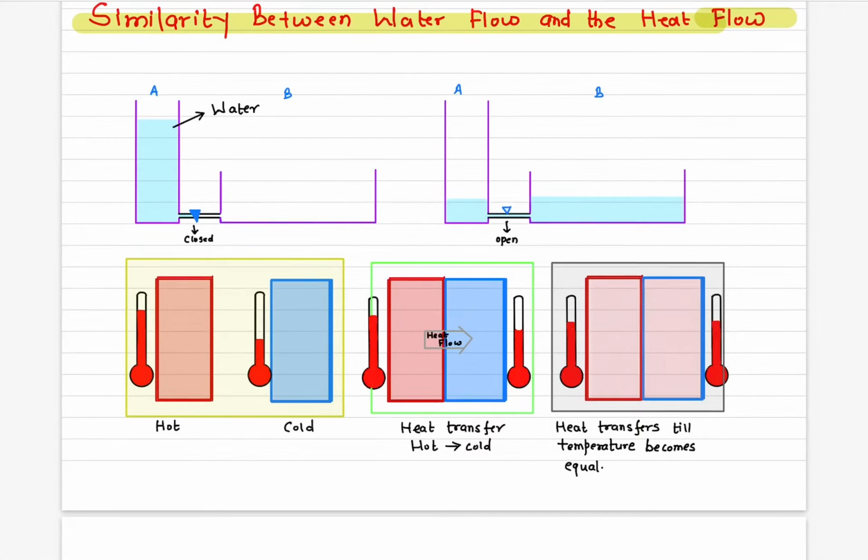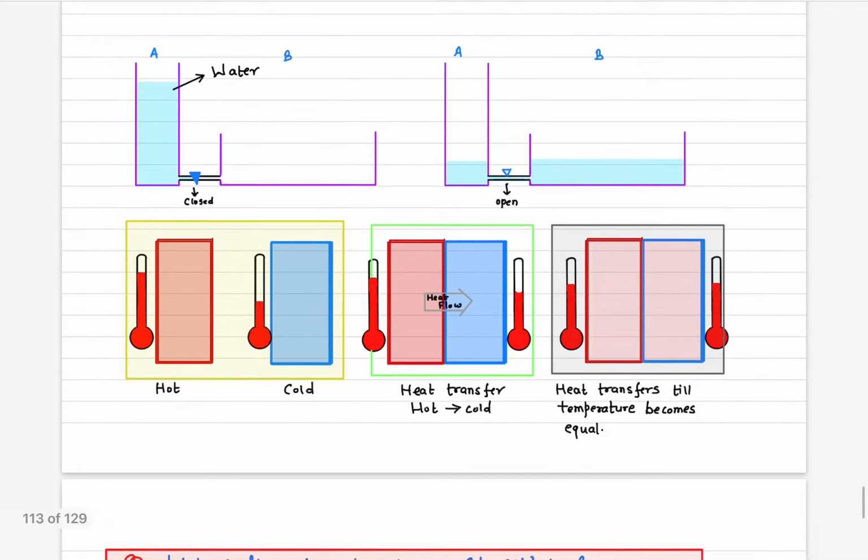Okay, and remember, once the water has flowed, the volume of these two could be entirely different, and I'll talk about that one. So as I mentioned here, the water flows from a higher height to a lower height.